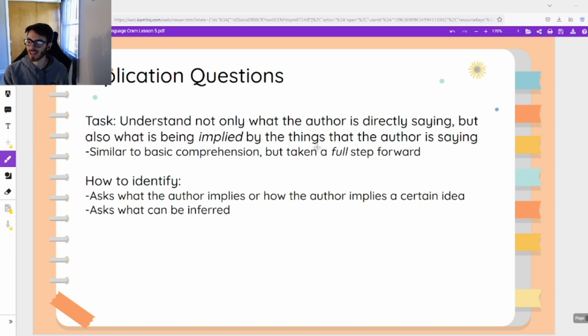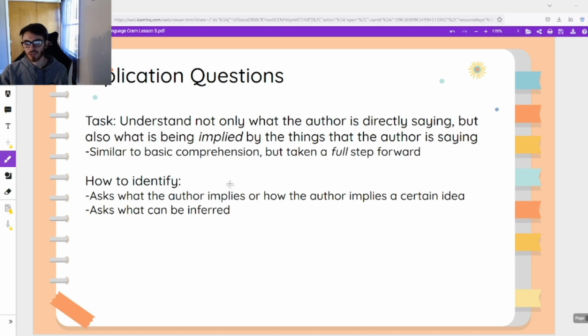If I say, I'm hungry, all right, let's pretend I'm 7 years old, and I go running up to my mom, like, Mom, I'm hungry. Okay, well, what's literally being said is that I'm hungry, right? That's what I'm directly and literally saying. But I'm also implying that I want my mom to give me food, right? I'm not saying give me food, but by saying that I'm hungry, I'm implying that I want food and that I want her to give me food. That's what an implication question asks you to do. You have to figure out not just what's being said, but what is being implied by what's being said.